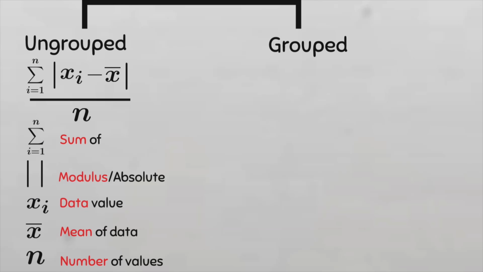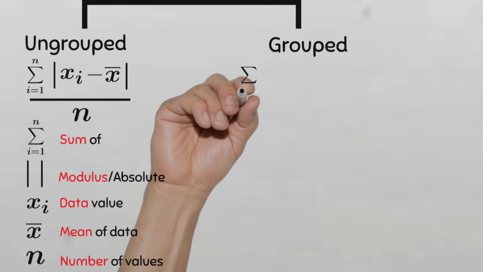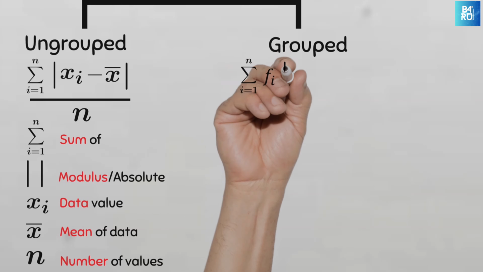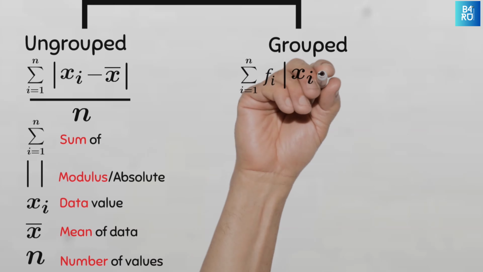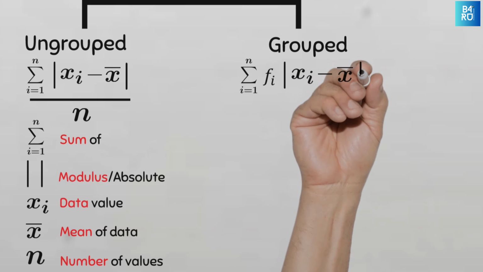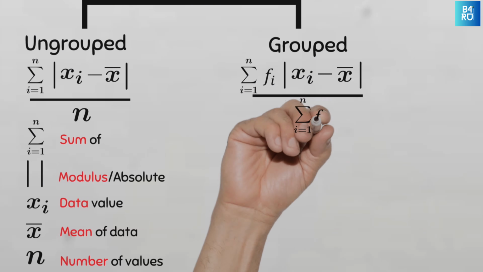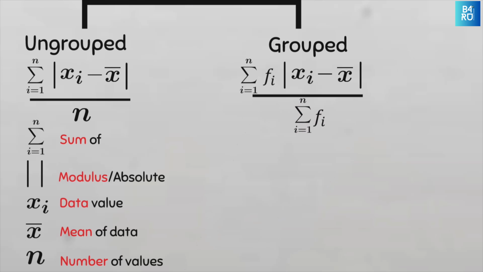Great. For grouped data, we know that grouped data could either be in discrete or continuous distribution. And so the mean deviation from the mean is given by this general formula, sigma f subscript i modulus x subscript i minus x bar divided by sigma f subscript i. This formula is very similar to the one for ungrouped data. The only difference is the addition of the f subscript i.